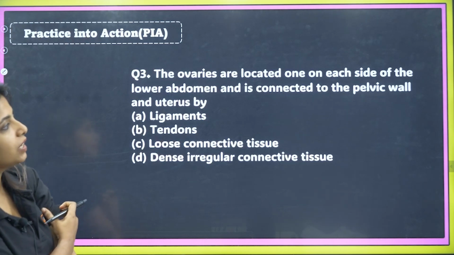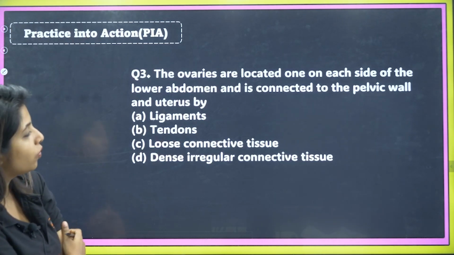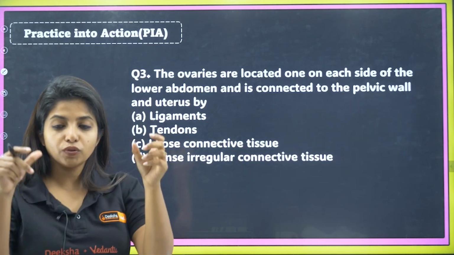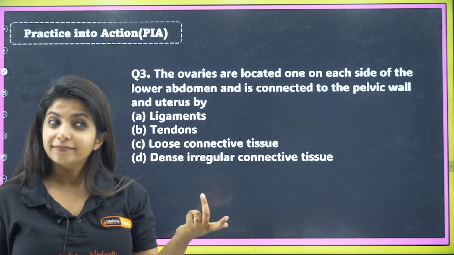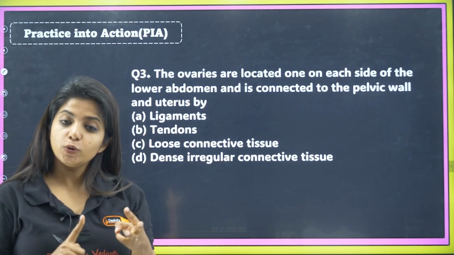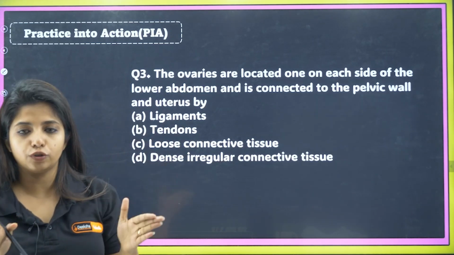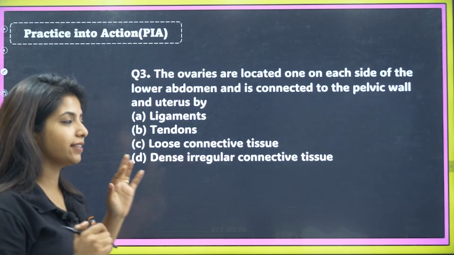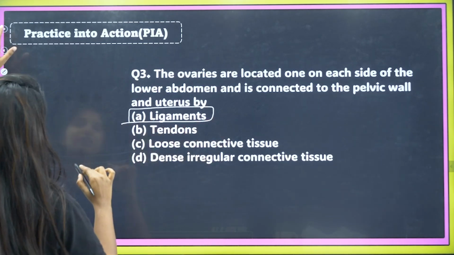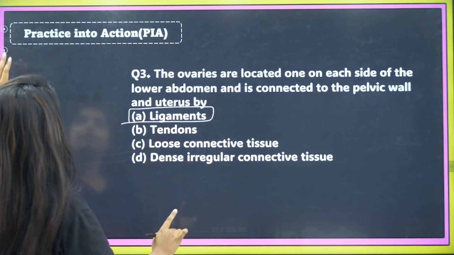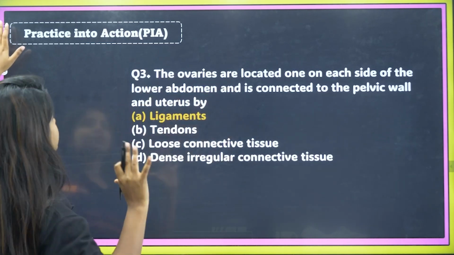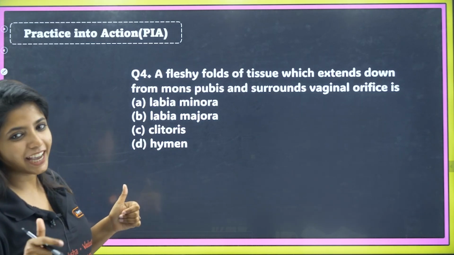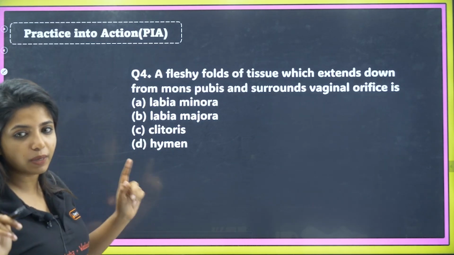Now the third question. The ovaries are located on each side of the lower abdomen and are connected to the pelvic wall and the uterus by. How is the ovary connected to the uterus and the pelvic wall? Ligaments, tendons, loose connective tissue, dense irregular connective tissue. What is the answer? Now since we have seen the picture and everything, we should be knowing the answer is ligaments. Otherwise, I'm pretty sure you would have confusion with dense connective tissue because inside the ovary you have the dense connective tissue and things like that, no? But yeah. Okay, I hope that confusion is cleared up and you will be able to give the answer.